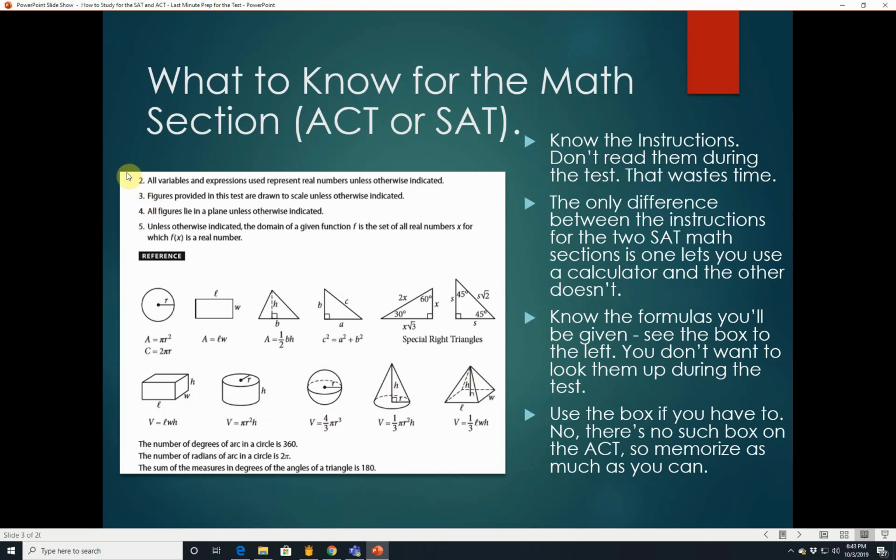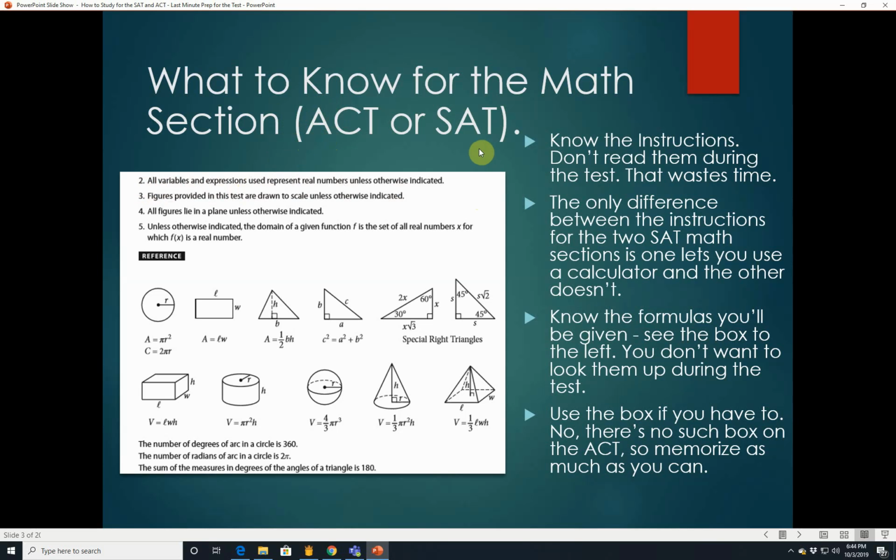As far as the instructions are concerned, the only difference between the two SAT math sections, as I just said, is one lets you use a calculator, one doesn't, so I didn't bother to reproduce the number one that says you may use a calculator or you may not use a calculator. You'll be able to figure it out. There'll be an icon that shows either a calculator with a no symbol through it or just a picture of a calculator. All variables and expressions used represent real numbers unless otherwise indicated.